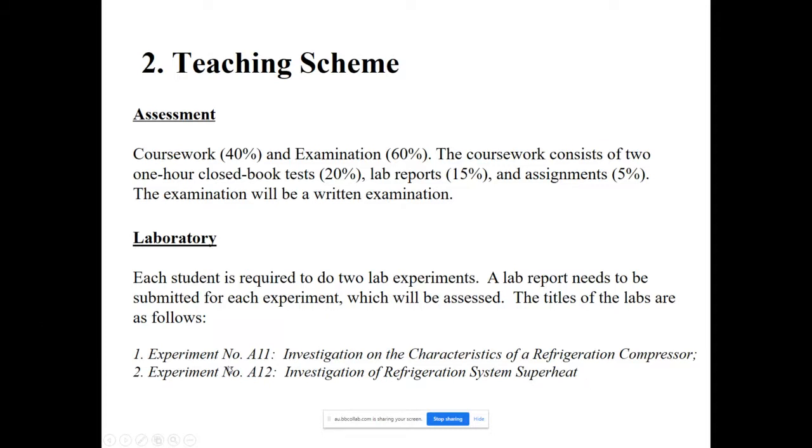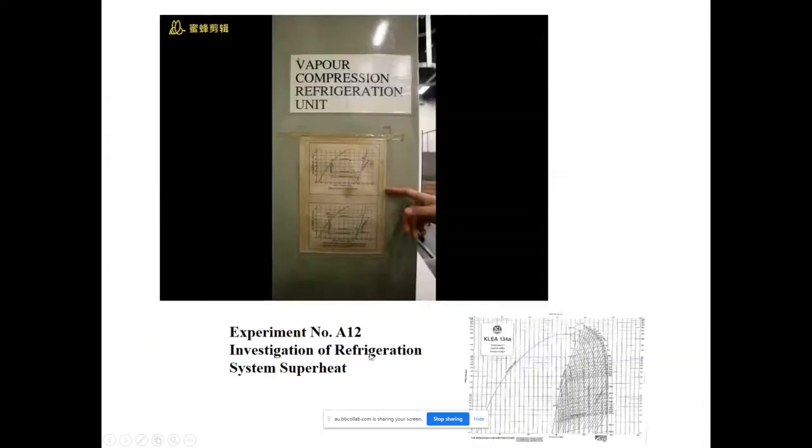I just checked our Blackboard. We have the arrangement for our laboratories. You have the video, we have the video shooting clip already, and you can also choose to come back for face-to-face experimental work. I remember it's before February 7. You can choose if you want to come back to conduct the experiments by yourself. So this is the one for the refrigeration system, superheat.